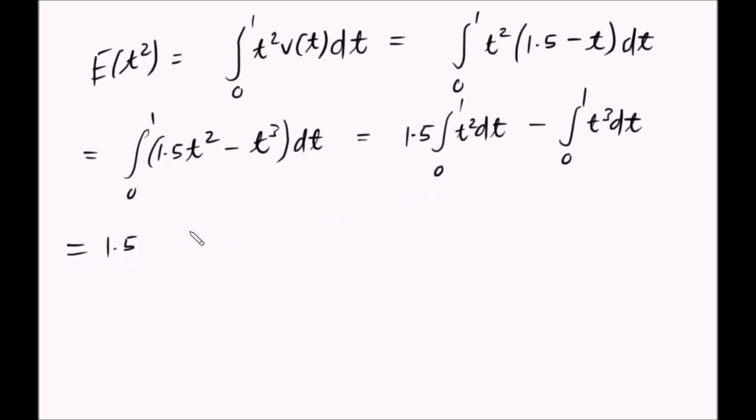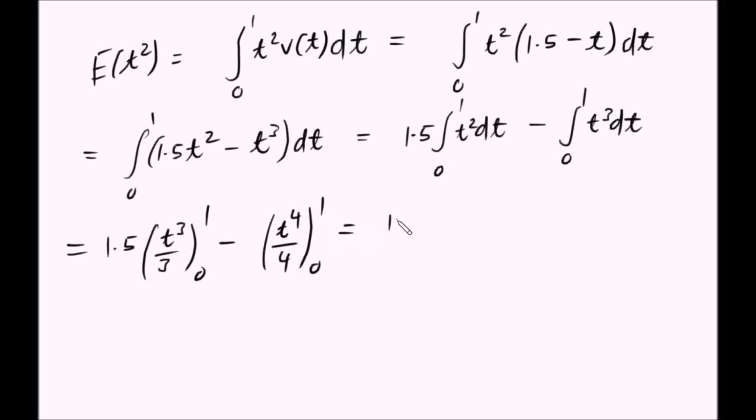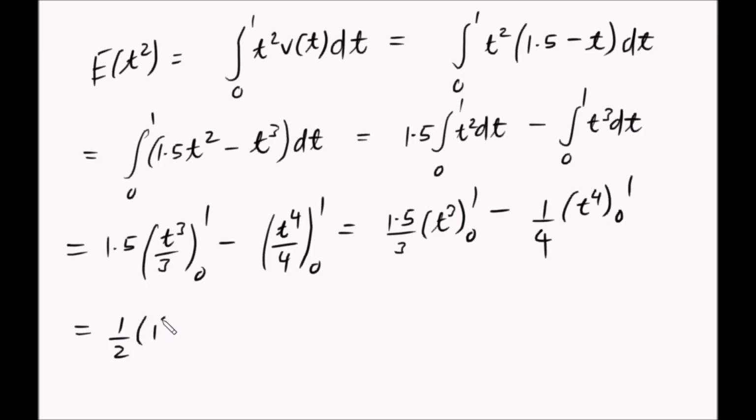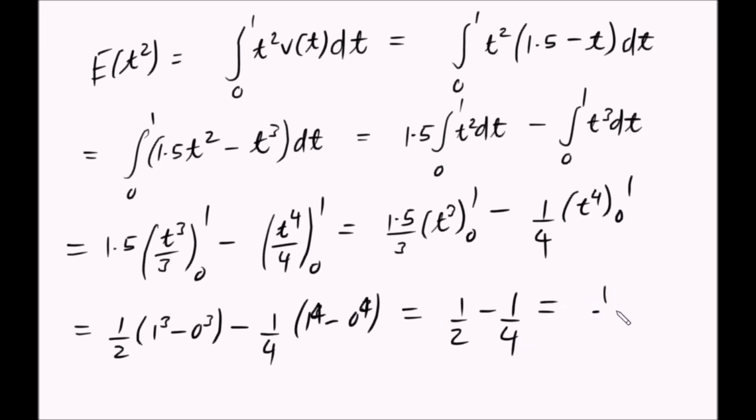So it will be 1.5 times the integral of t squared, which gives t cubed over 3, minus the integral of t cubed, which gives t to the power 4 over 4. So this will be 1.5 over 3, so we have t cubed taking 3 out, minus 1 over 4, we have t to the power 4. So what is 1.5 over 3? It is 1 over 2. So put in the limits of integration, minus 1 over 4, put in the limits of integration again. So 1 cubed minus 0 cubed is 1, 1 to the power 4 minus 0 to the power 4 is 1. So this is 1 over 2 minus 1 over 4. What is 1 over 2 minus 1 over 4? 1 over 4. So expectation of t squared is 1 over 4.